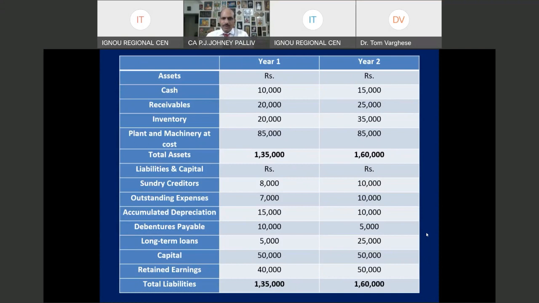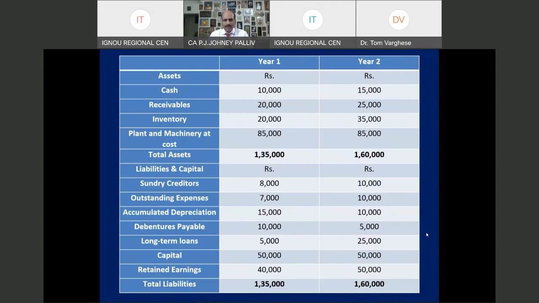Therefore, you have noticed that cash we have taken, receivables we have taken, inventory we have taken, but what is not taken is plant and machinery, which is not considered. That is what we are going to consider. In the case of the liability side, we have considered sundry creditors and outstanding expenses. We have not considered accumulated depreciation; now we have to consider accumulated depreciation, debentures payable, long-term loans, capital, and retained earnings, because these are long-term liabilities or long-term funds.